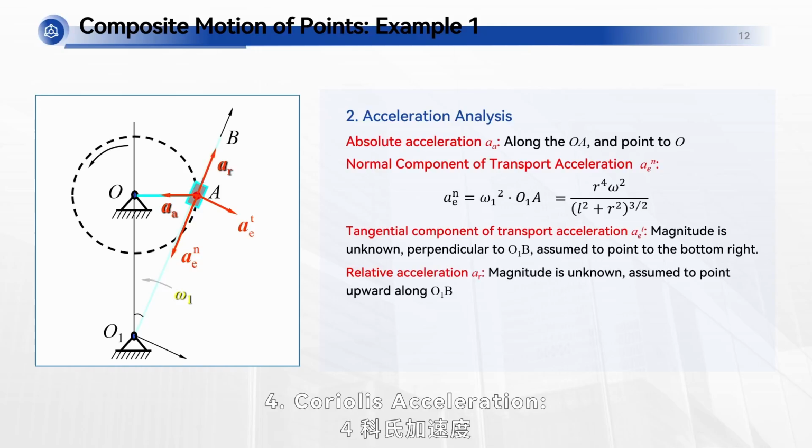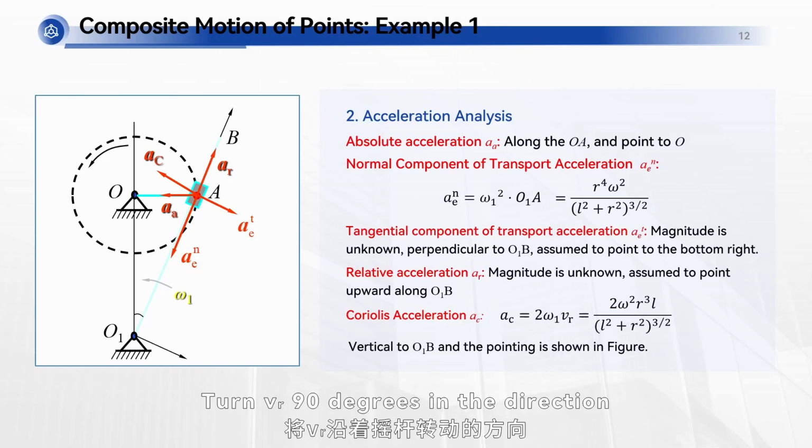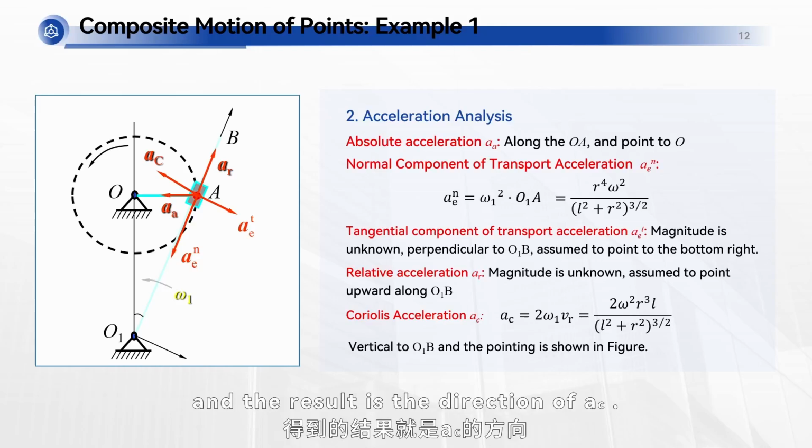4. Coriolis acceleration. This is the key part. aC equals 2 omega 1 vR. How to judge its direction? Turn vR 90 degrees in the direction in which the rocker rotates, i.e., the direction of omega 1, and the result is the direction of vector aC.